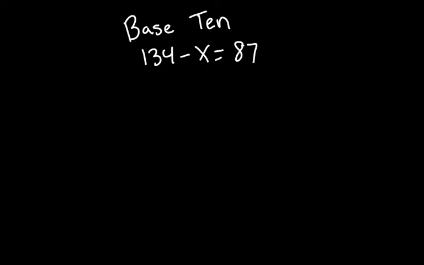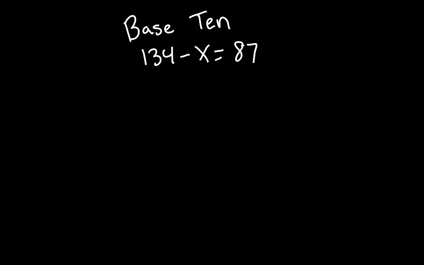In this video, I'm going to show you how to use a base 10 strategy using subtraction. I'm going to do a separate change unknown problem, which would be 134 subtract x equals 87.